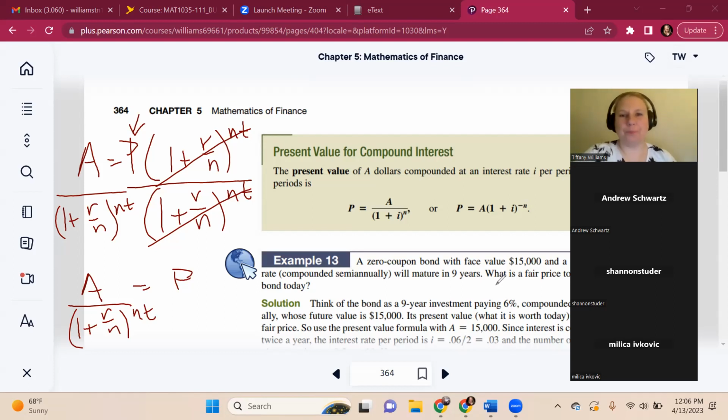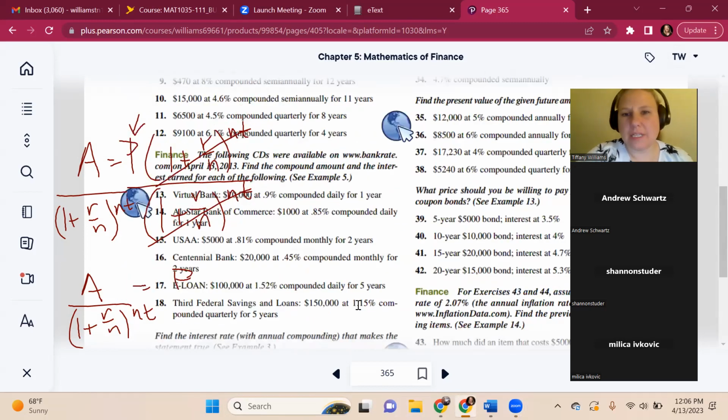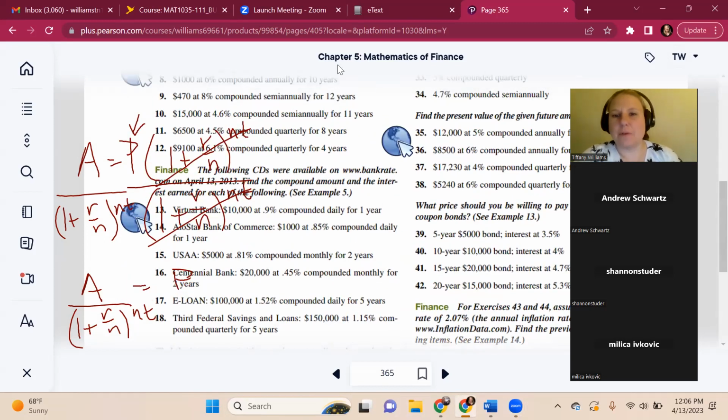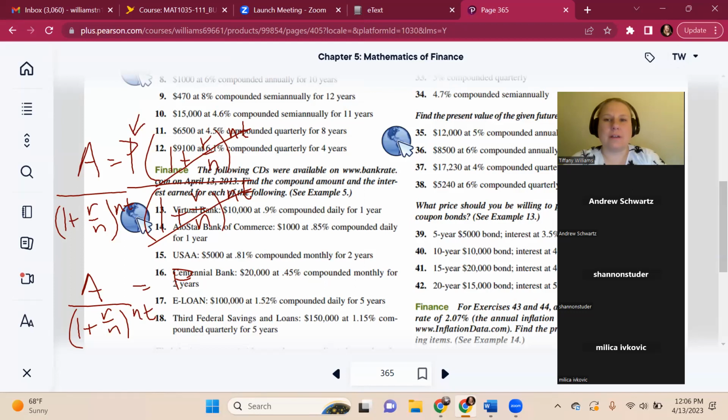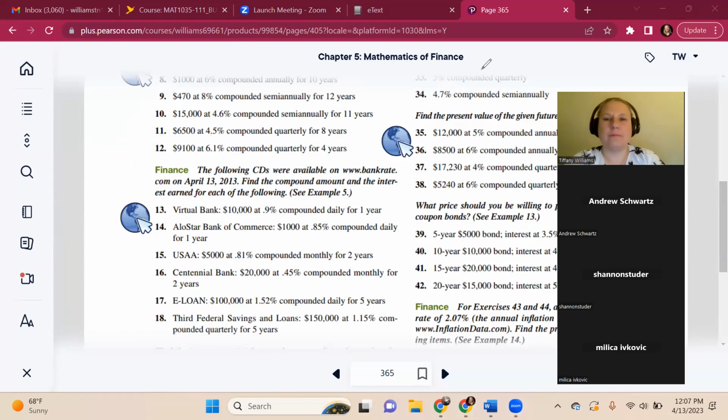Let's put it to use. I want to go look at number 36. For number 36, they say to find the present value of the given future amount. On 36, we've got $8,500. That's the future amount, my A value. We've got $8,500 at 6% compounded annually for 9 years. So let's clear this out here and go to a whiteboard.